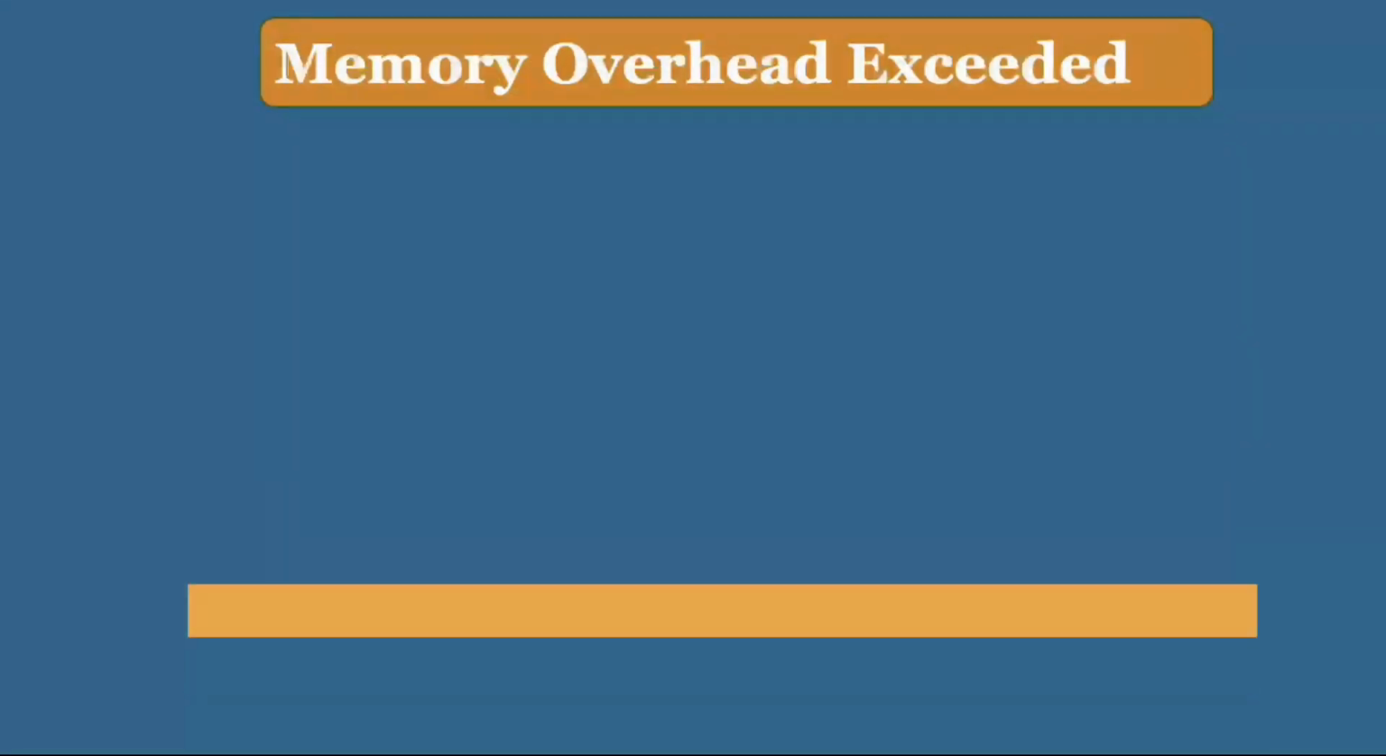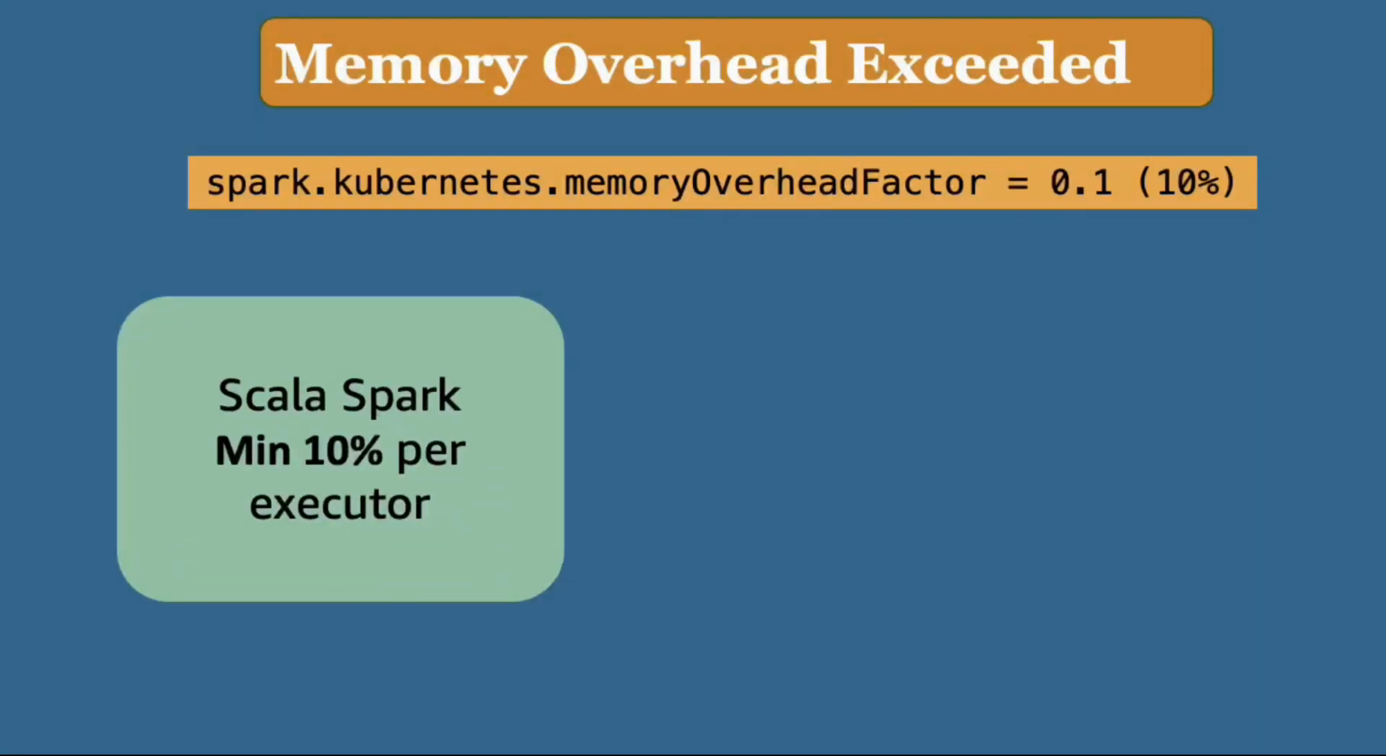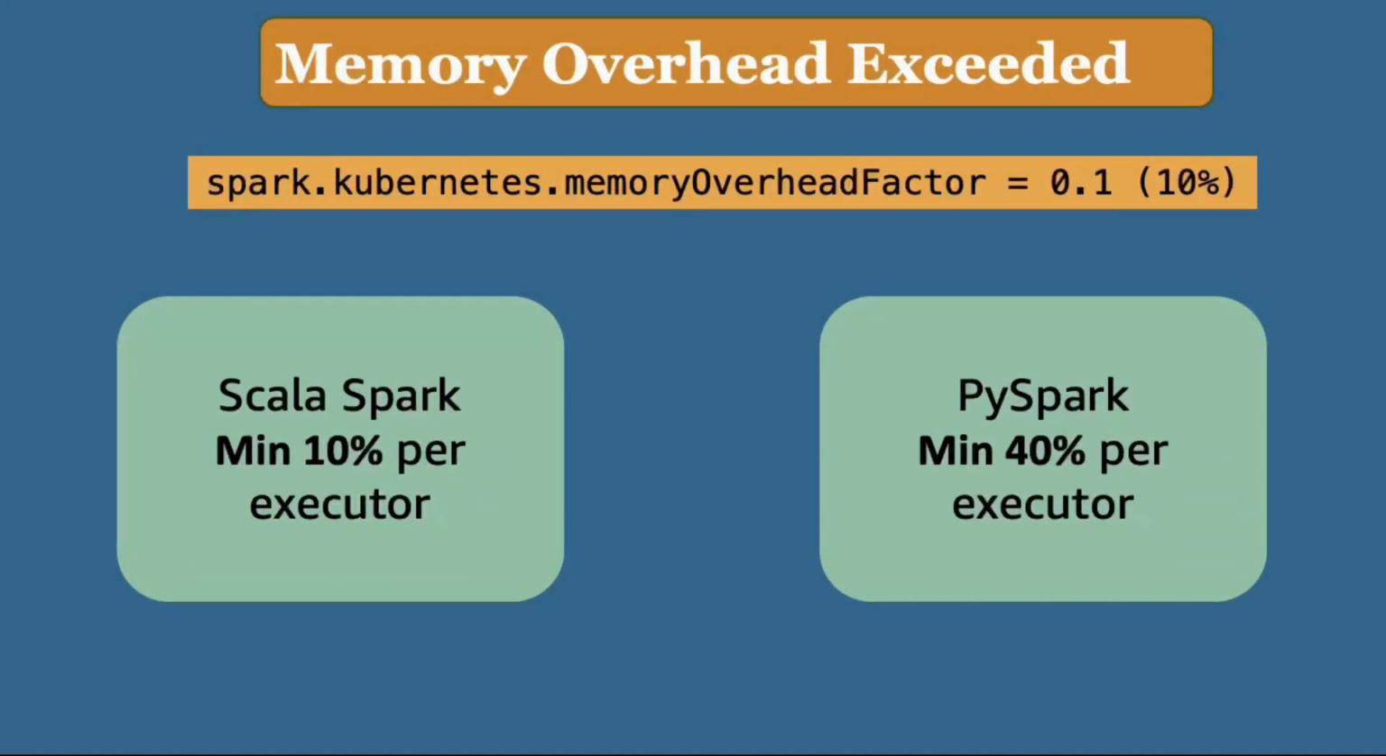Now there is one more option in Spark with respect to adding some extra buffer for the memory overhead scenarios. So there are two options. For example, if you are using any Scala based Spark workloads, minimum of 10% is recommended, and for any PySpark based application, minimum 40% for executor is recommended. And the field which is used for this configuration is memory overhead factor within the spark.kubernetes namespace.